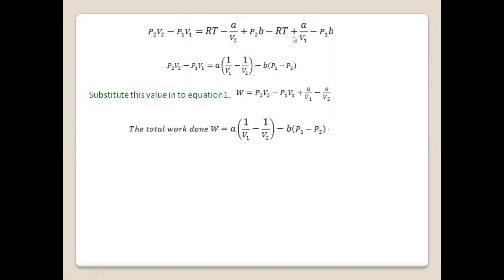The total work done W is equal to, from this value, P2 V2 minus P1 V1 replaced here, that is A into (1 by V1 minus 1 by V2) minus B into (P1 minus P2), plus the already present A by V1 minus A by V2. When A is taken as common here, it is A into (1 by V1 minus 1 by V2), and here also A into (1 by V1 minus 1 by V2). So the total work done W is equal to 2A into (1 by V1 minus 1 by V2) minus B into (P1 minus P2).